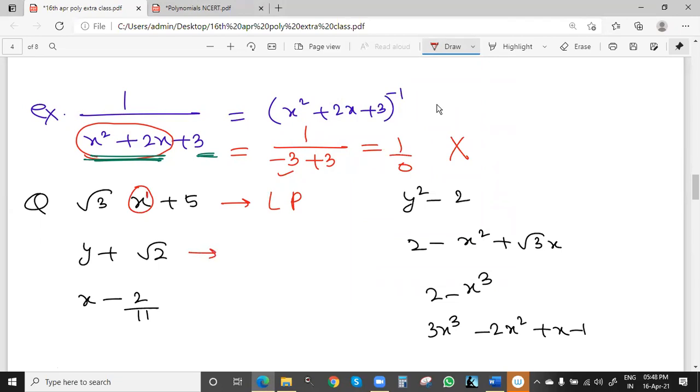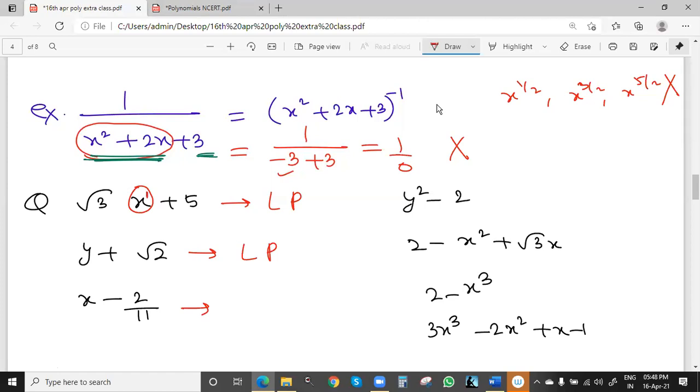What will be for this one? The power of x is 1, not 1 by 2. Root 3 is 3 to the power 1 by 2, but 3 is a coefficient, not a power of x. So powers of x should be positive integers. If the power of x in any polynomial is 1 by 2, 3 by 2 or 5 by 2, then that will not be counted as a polynomial. But in this case, the power of x was 1, so this is a linear polynomial.